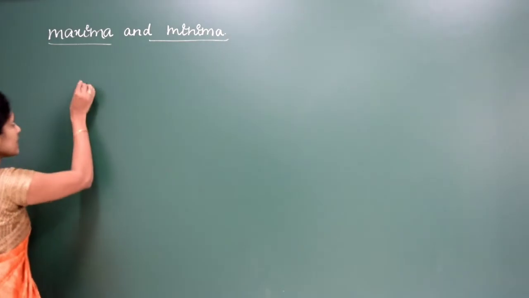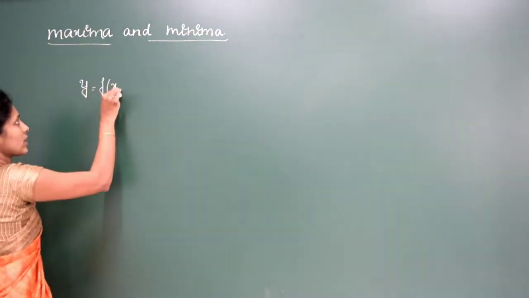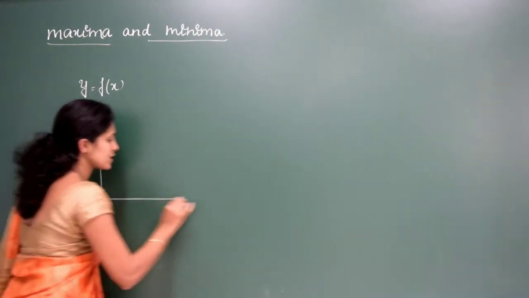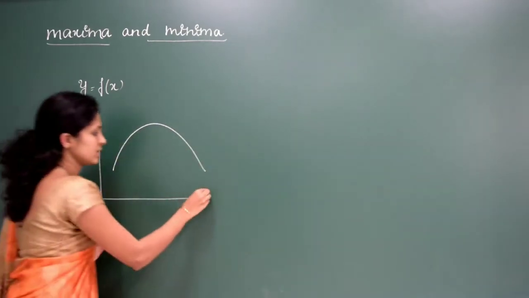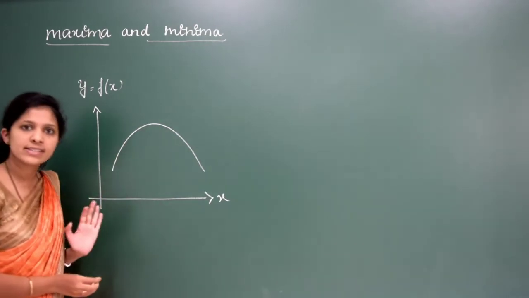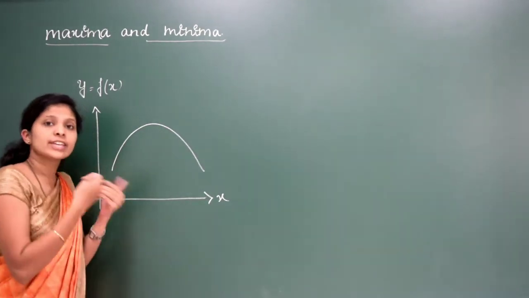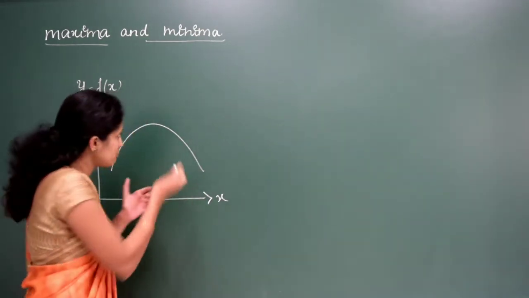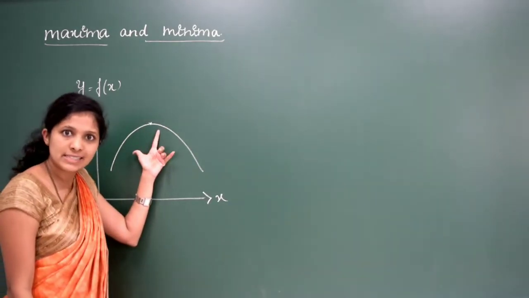For example, let me consider the function y is equal to f of x. We have considered one function. Let us consider the graph of this function like this. Now we have considered the function y is equal to f of x and this is the graph of the function. By seeing this graph only, we can say where the function attains a maximum value. Obviously the function attains its maximum value here.